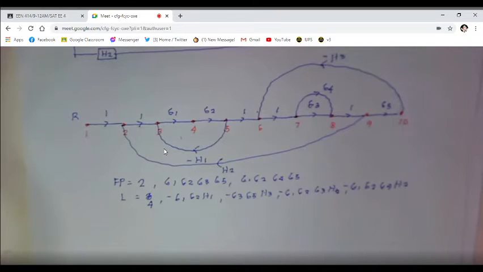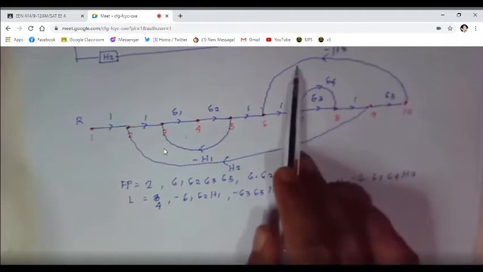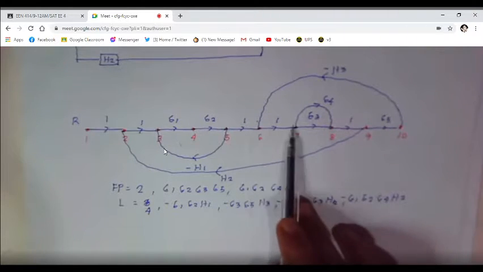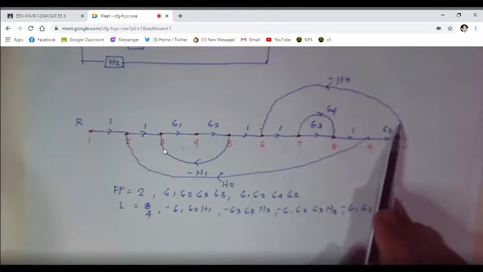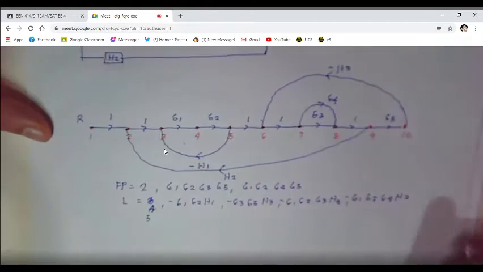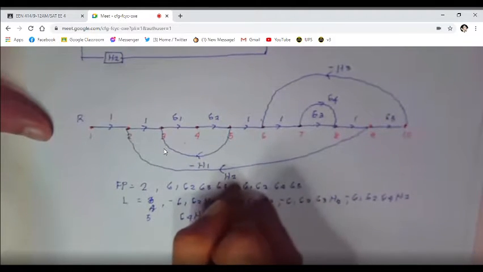Okay, so meron pa bang loop? Ito, hindi po ito. Ito yung, meron pa, no? Ito pa, class. Close loop ito. Punta siya doon, tapos babalik. O, 5. Okay, so 5 lahat. So we have G4 and H3, negative.